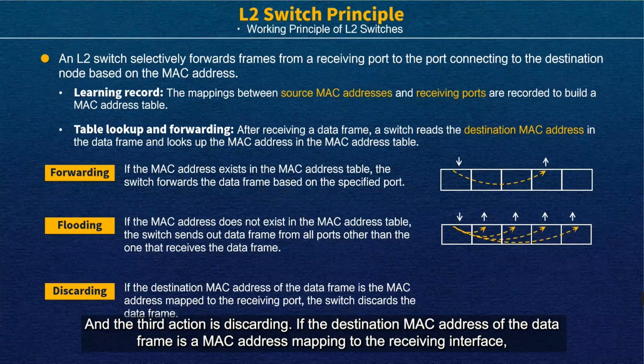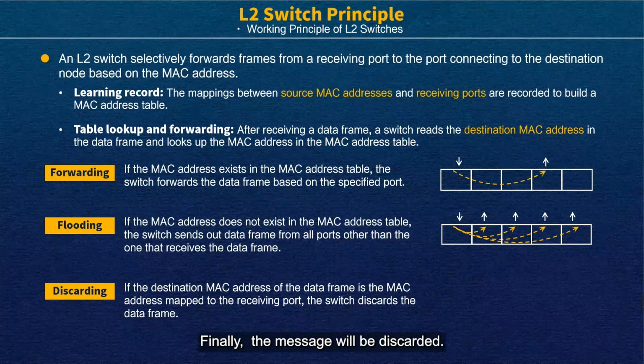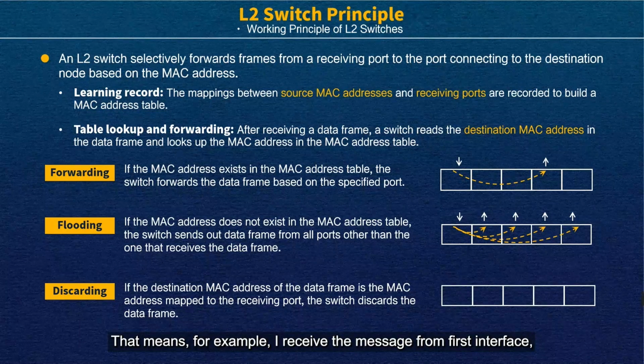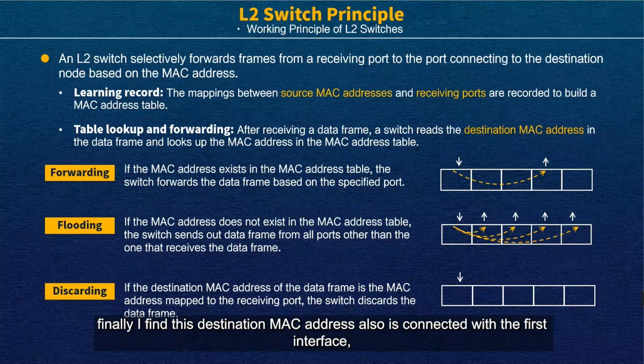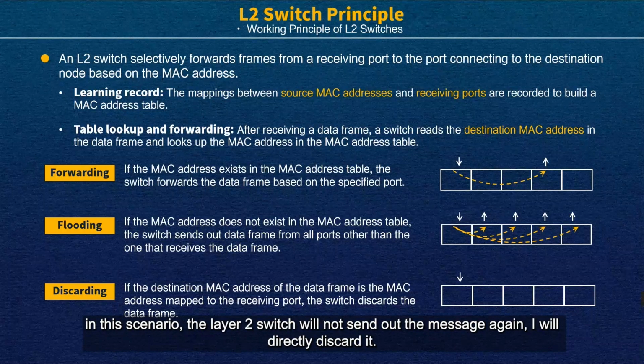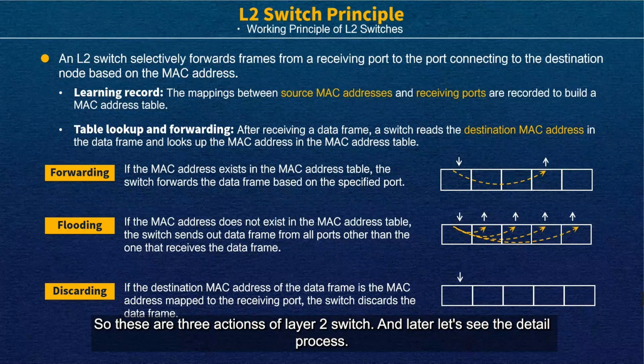And the third action is discarding. If the destination MAC address of the data frame maps to the receiving interface, finally the message will be discarded. That means, for example, I receive the message from the first interface and I take the destination MAC address to match the MAC address table. Finally, I find this destination MAC address is also connected to the first interface. In this scenario, the L2 switch will not send the message out again. I will directly discard it. So these are the 3 actions of the L2 switch.